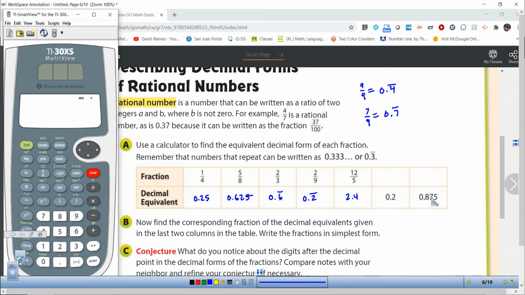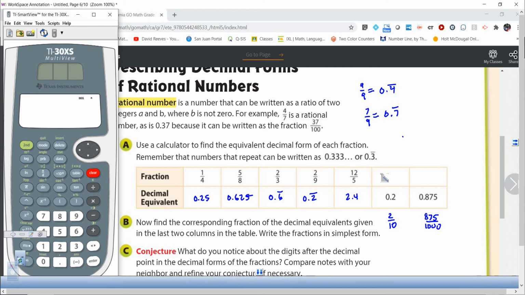Okay, now this one right here, I have 0.2. Now remember, that would be 2 over 10, right? And this one right here would be 875 over 3 places is 1,000. All right, now they probably want us to simplify those, although I certainly could write 2 over 10. In fact, I'm going to write 2 over 10, but I'm going to simplify that down.